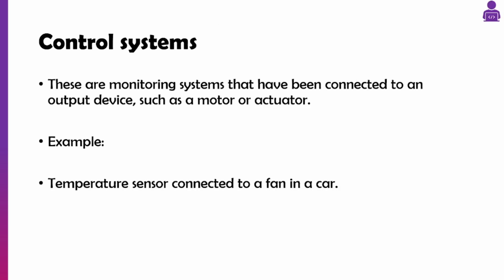A control system actually changes that property. So if you've got something connected to aircon, for example, if it gets above 25 degrees, your fan might turn on.